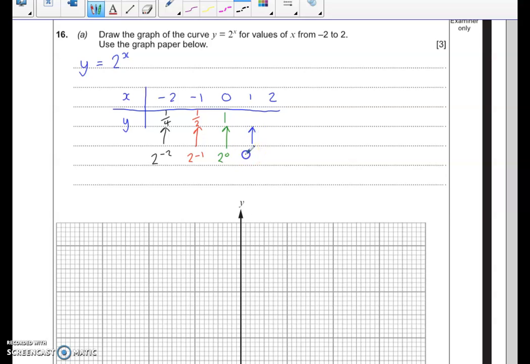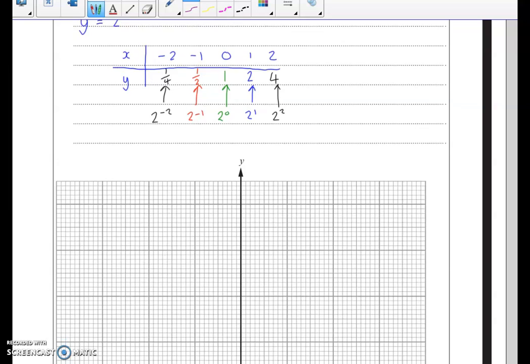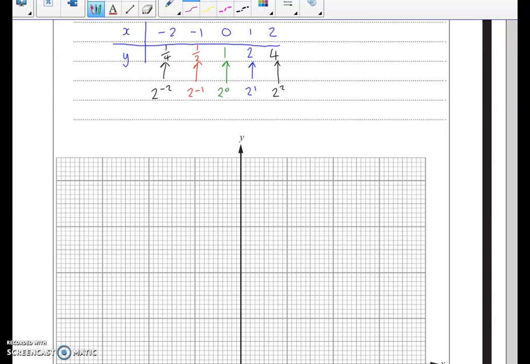Here we've got 2 to the power of 1, so that just stays the same. That's a 2. And then the very last box, we've got 2 to the power of 2, which is 4. We had that earlier, but we had a minus, so we made it 1 over. And then all you've got to do then is plot it down here.